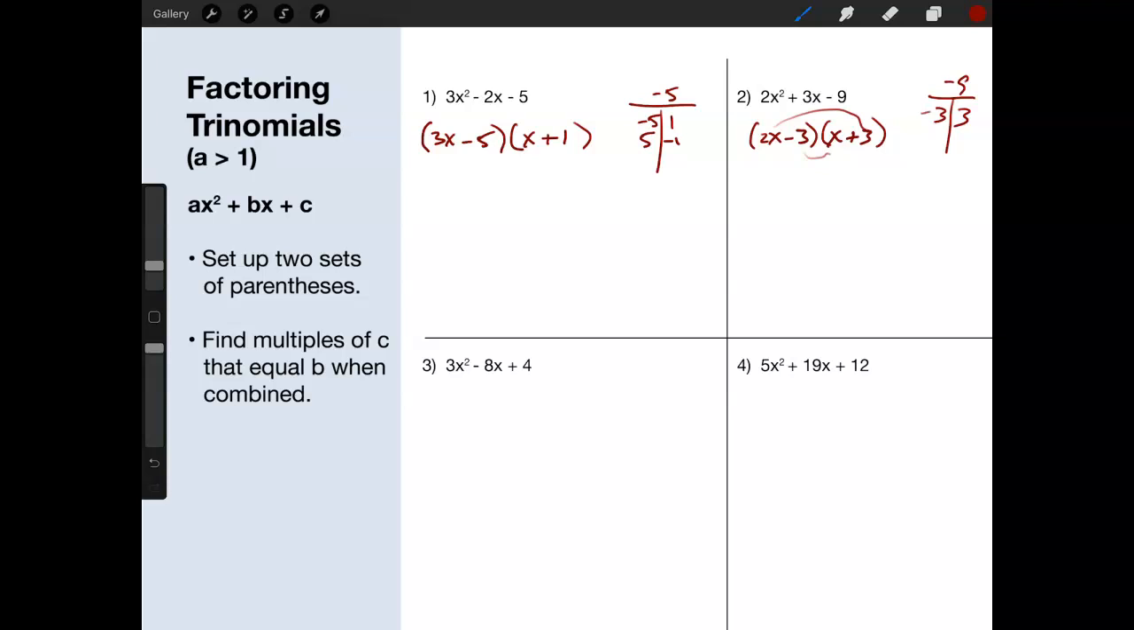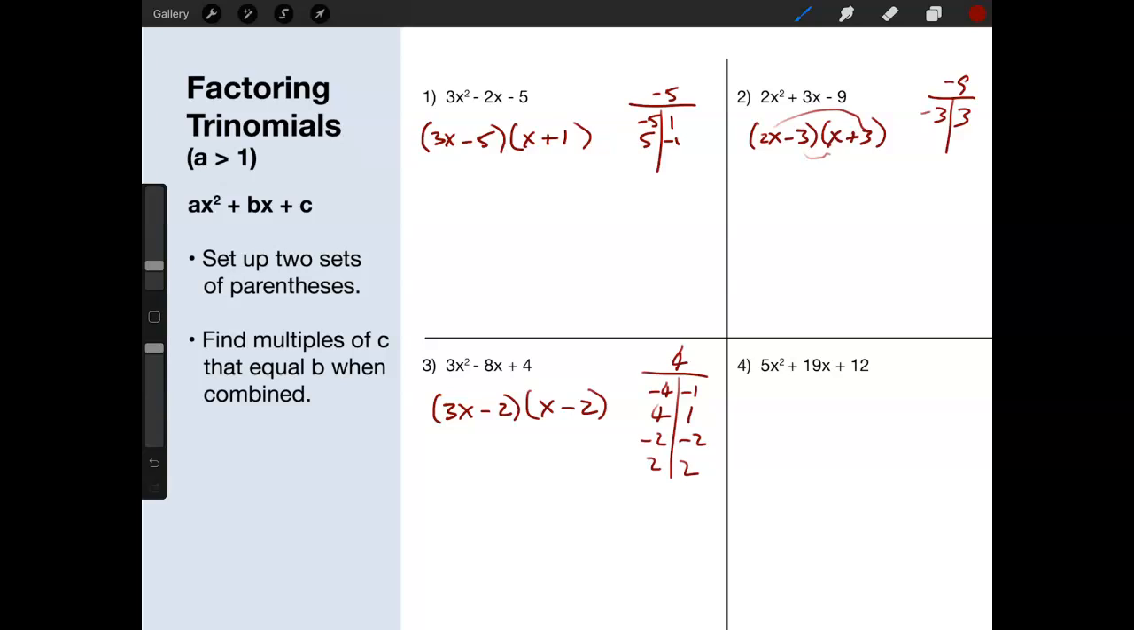For example number 3, we have 3x squared minus 8x plus 4. Our two parentheses, 3x in one parentheses, x in the other. Now if we have positive 4, the ways to get this would be negative 4 and negative 1, 4 and 1, negative 2 and negative 2, or positive 2 and positive 2. Since we are looking for negative 8, we're going to have to use all negative numbers. So it's going to be negative 2 and negative 2: 3x minus 2 and x minus 2.